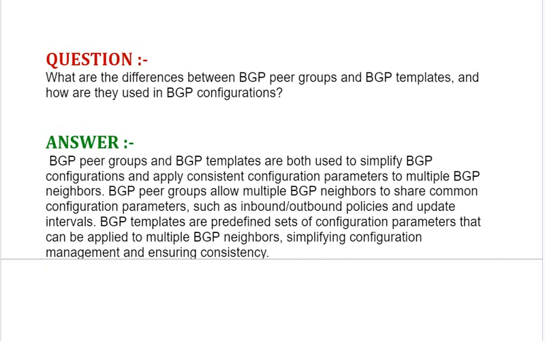BGP peer groups allow multiple BGP neighbors to share common configuration parameters such as inbound and outbound policies and update intervals. BGP templates are predefined sets of configuration parameters that can be applied to multiple BGP neighbors, simplifying configuration management and ensuring consistency.